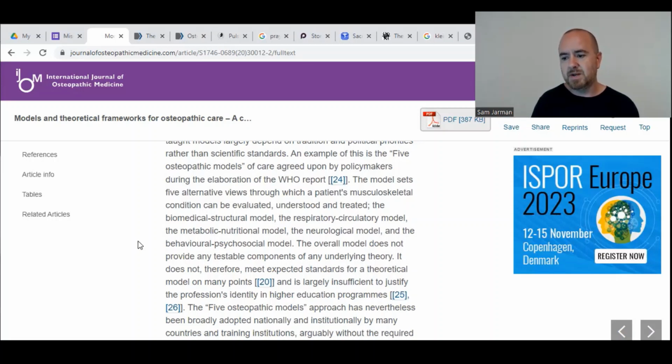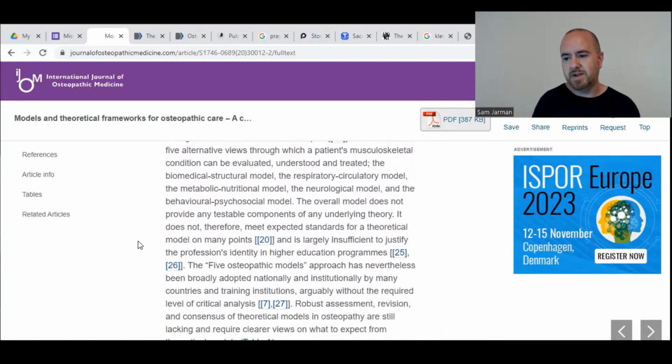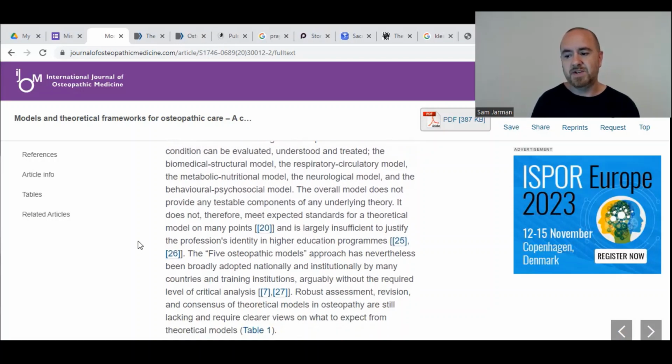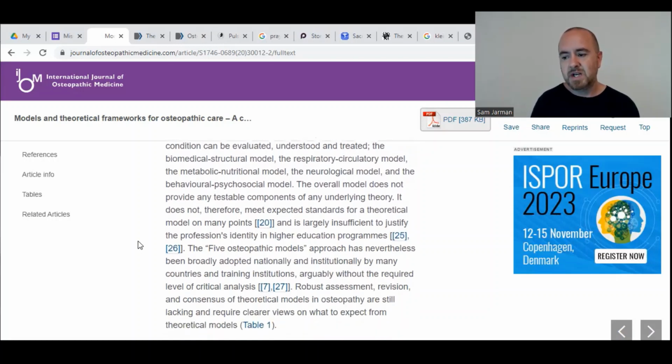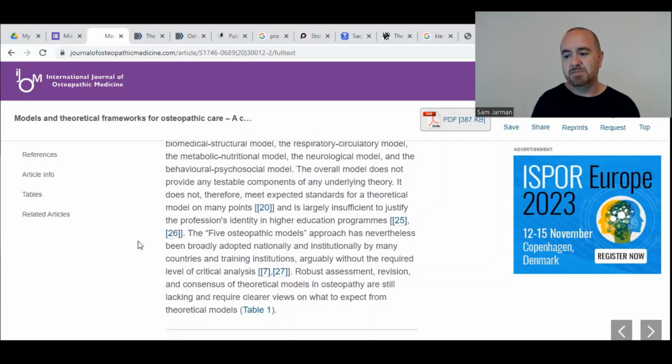The overall model does not provide any testable components of any underlying theory. It does not, therefore, meet expected standards of a theoretical model on many points and is largely insufficient to justify the profession's identity in higher education programs. The 5 osteopathic models approach has nevertheless been broadly adopted nationally and institutionally by many countries and training institutions, arguably without the required level of critical analysis. Robust assessment, revision, and consensus of theoretical models in osteopathy are still lacking and require clearer views on what to expect from theoretical models.